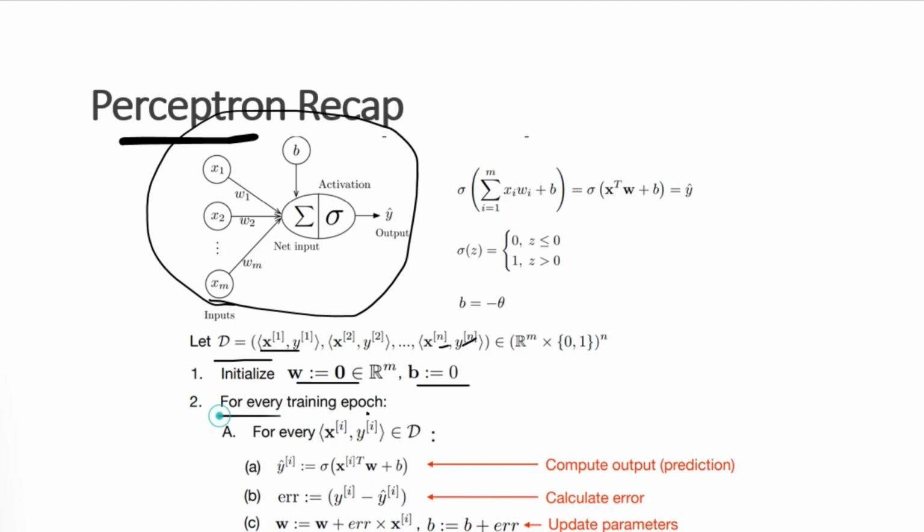And then for every training epoch, remember, a training epoch is one cycle over the training set. This is something we discussed before as well. But if you have any question, feel free to drop a comment below.